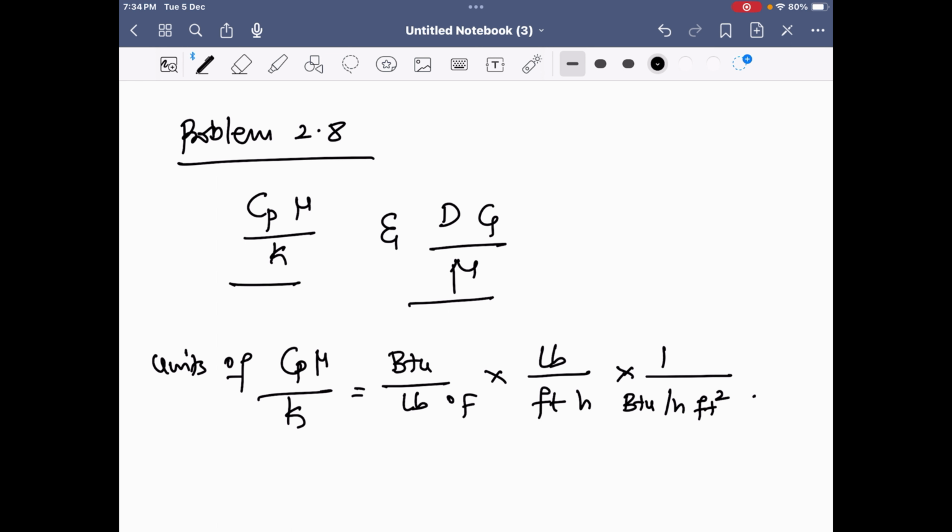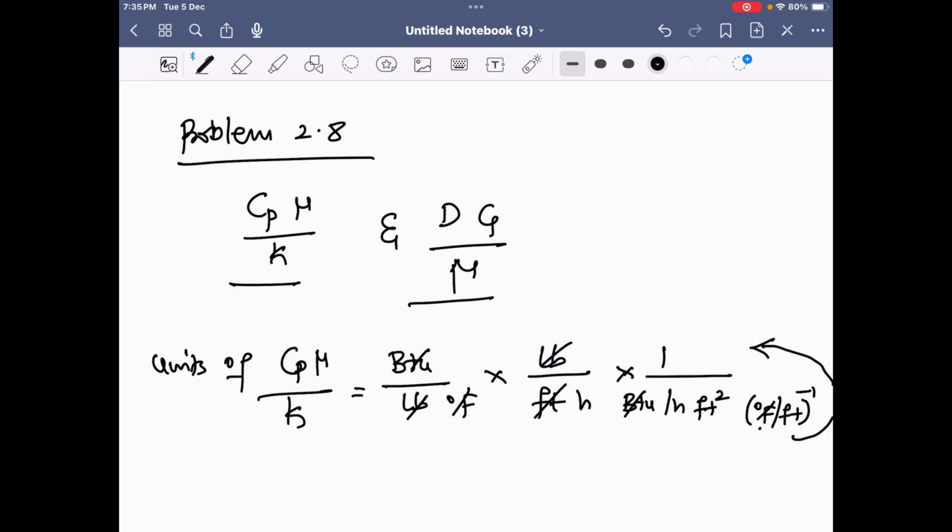So, multiply by degree Fahrenheit feet to the power of minus 1. Okay. So, per feet, this is per feet to the power of minus 1. So, if you do the cancellation of all the units, here basically what happens, this pound gets cancelled, BTU gets cancelled, and this degree Fahrenheit, this inverse indicates that this term can go to the numerator. So, degree Fahrenheit gets cancelled. So, this BTU gets cancelled.